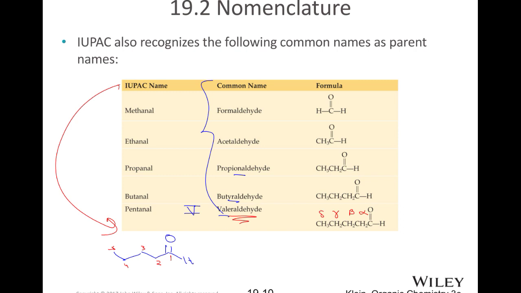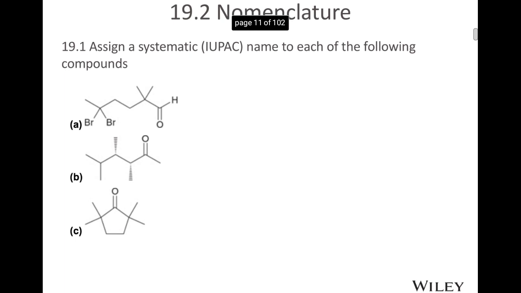Now you might be asking yourself, are there any common names past valeraldehyde? Of course. But you don't have to know them for this class. I would suggest knowing these because they come up so much in the carboxylic acid chapter. So if you've ever heard of formic acid, acetic acid, propionic acid, butyric acid, and valeric acid, well, that's where they come from. Anyhow, let's move on. So let's try a problem.